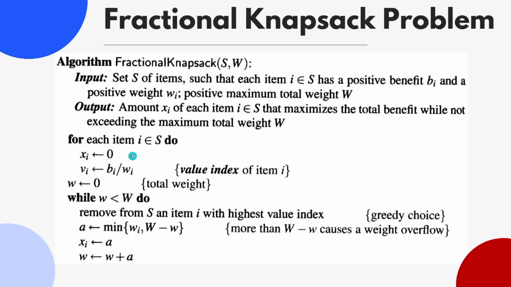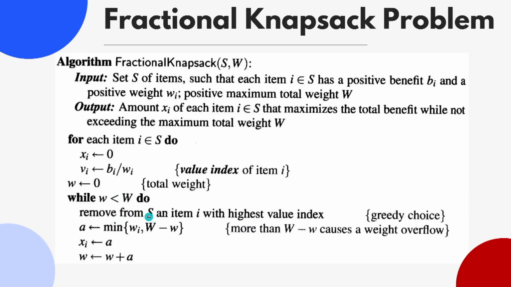So, every time we pick up an item from the set, we assume that the item taken is 0 initially, and we compute the value index for every item, which is bi by wi. Initially the total weight is initialized to 0, and every time we check that this small w is lesser than the capital W, which is the total capacity of the knapsack.